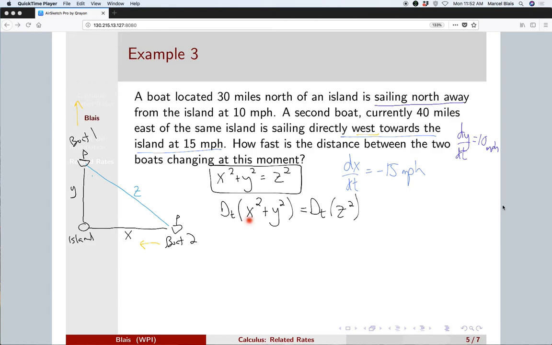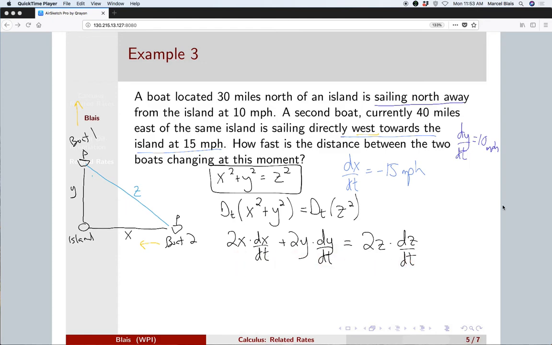So we go term by term, and again, x, y, and z are all functions of time. Derivative of the first term. Power rule, 2x. So that's the derivative of the outer function. The inner function was a function of t, so times dx/dt. For the next term, derivative of the outer function, 2y to the 1, times the derivative of the inner function with respect to t. And then the same sort of thing on the other side.